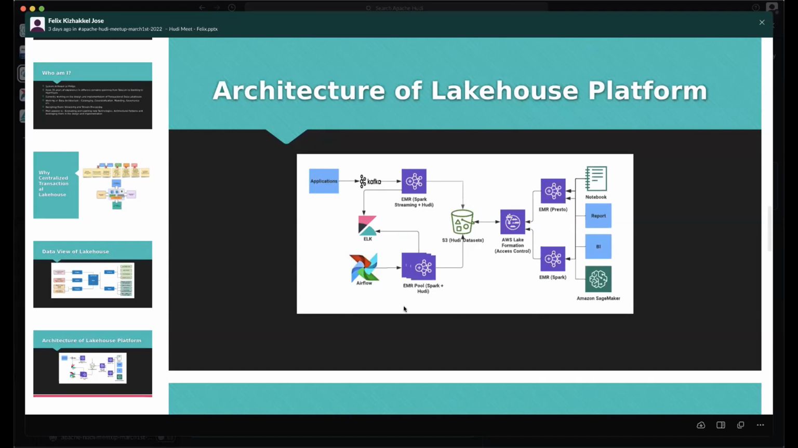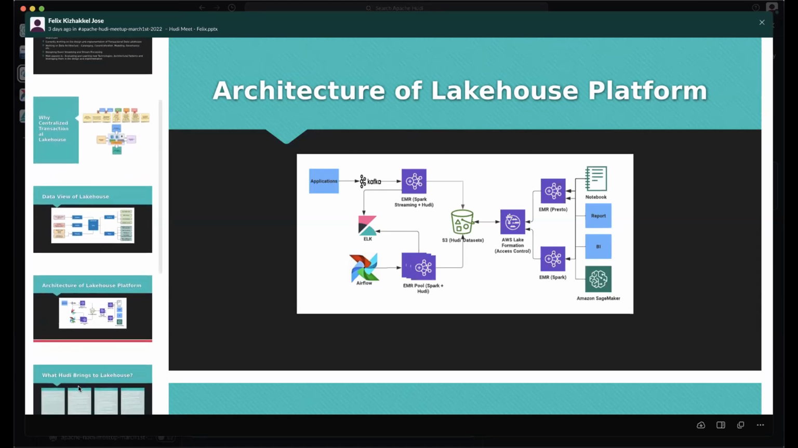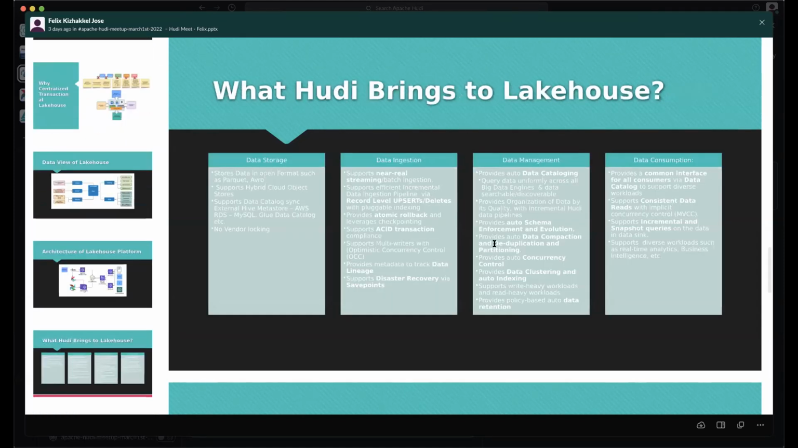And Hudi brings fast ingestion and ACID capability. Those things enable a trustable lakehouse where the downstream consumers can access the data with 100% guarantee and trust in the data, because they are not going to see partial data or anything like that. That was a big plus, an addition that we were able to get out of Hudi. So this is what Hudi brings to our lakehouse.